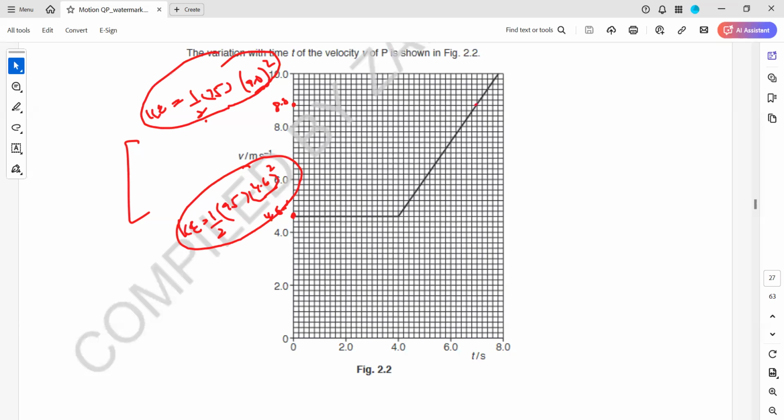Because as I mentioned yesterday, there's a difference between (8.8 minus 4.6) whole squared, and 8.8 squared minus 4.6 squared, each squared individually and then subtracted. The answers are not the same. So you have to work out the kinetic energy at each point and then take the difference of the kinetic energy, not the difference of the speeds.